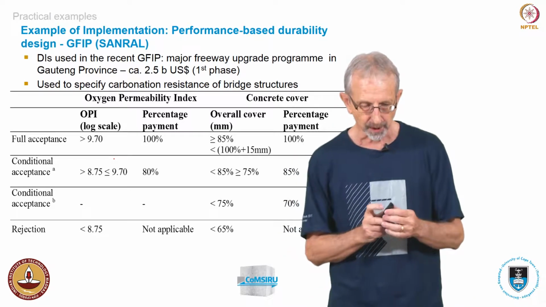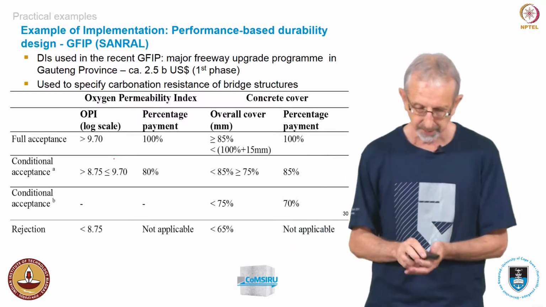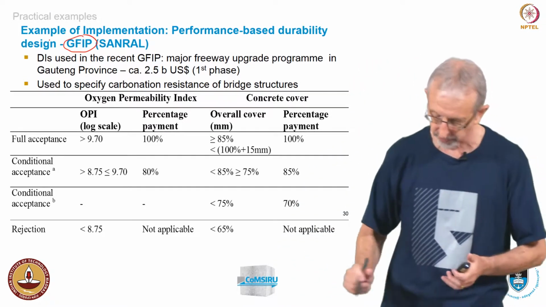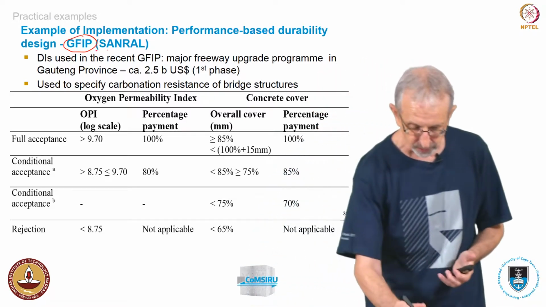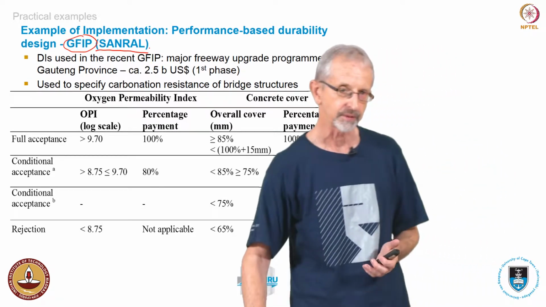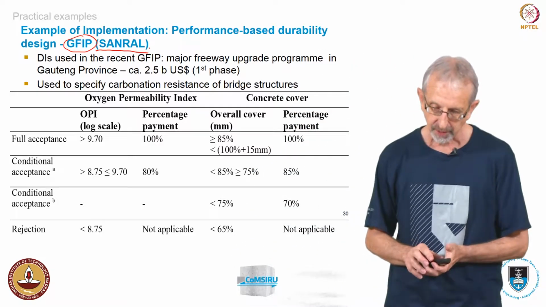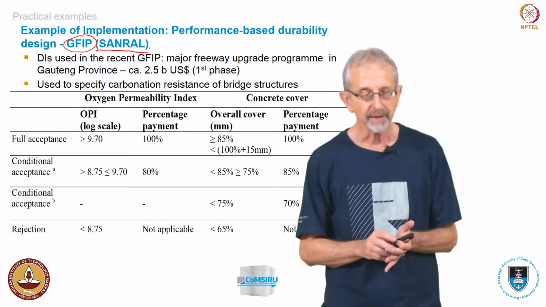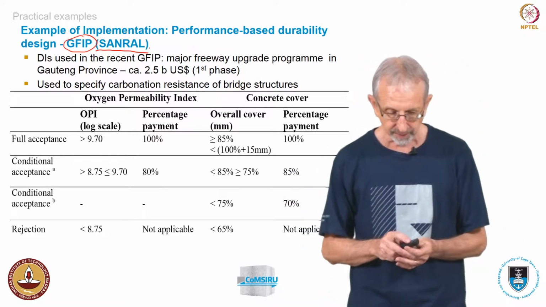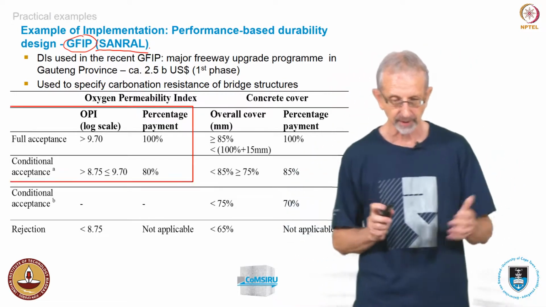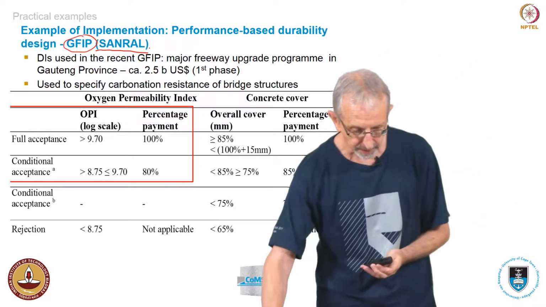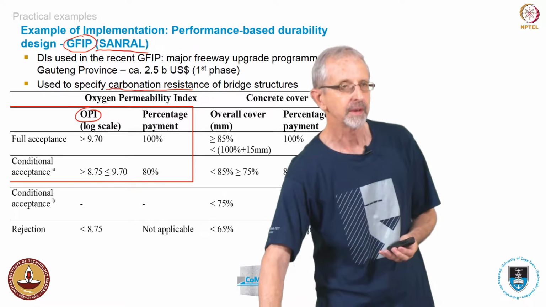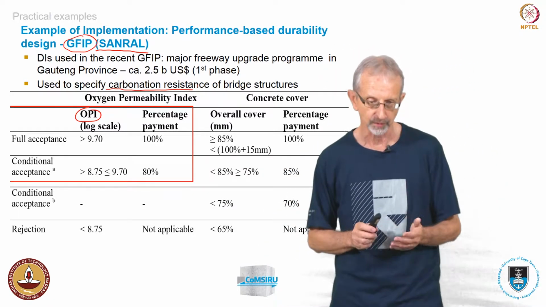And here's an example of the implementation. This is from that, I showed you those freeway structures earlier. That was part of what we call the Gauteng Freeway Improvement Project, which was rolled out by our South African National Roads Agency Limited, SANRAL. So this was a major piece of construction over a period of several years in that part of the country. And in this case, the criterion, because it was inland, not at the coast, was an oxygen permeability index in order to control carbonation resistance. In other words, our concern was reinforcement corrosion due to carbonation.